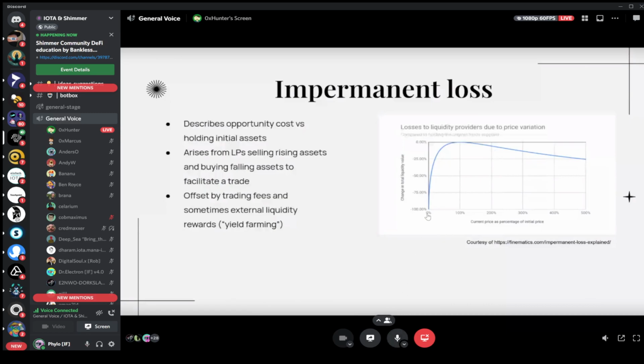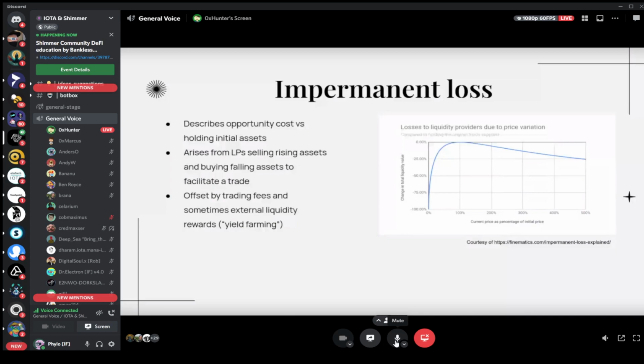Is impermanent loss something where there is basically a risk of, let's say, getting liquidated with your liquidity provision if there are rapid or really monstrous price movements and you basically have been providing liquidity in such a pair?